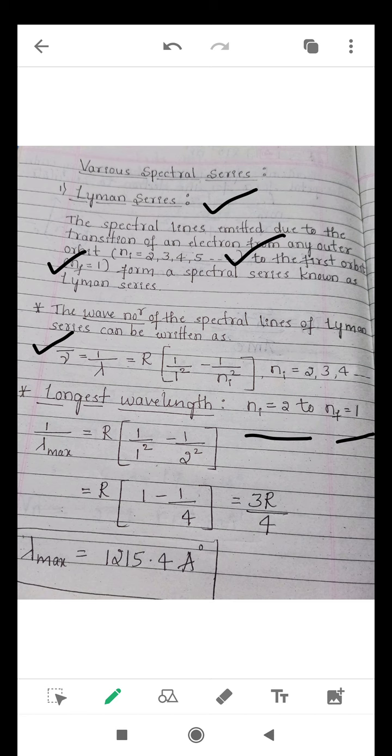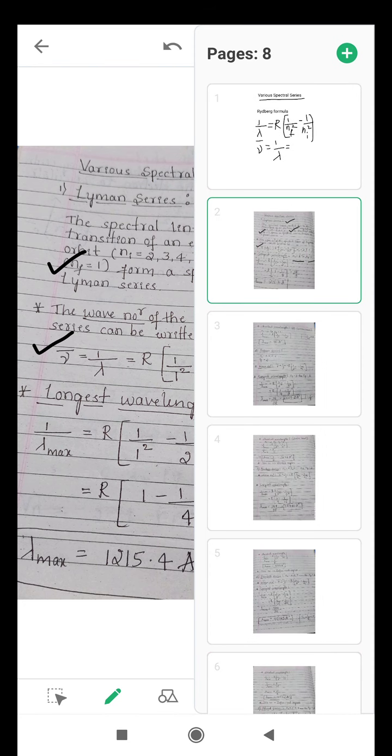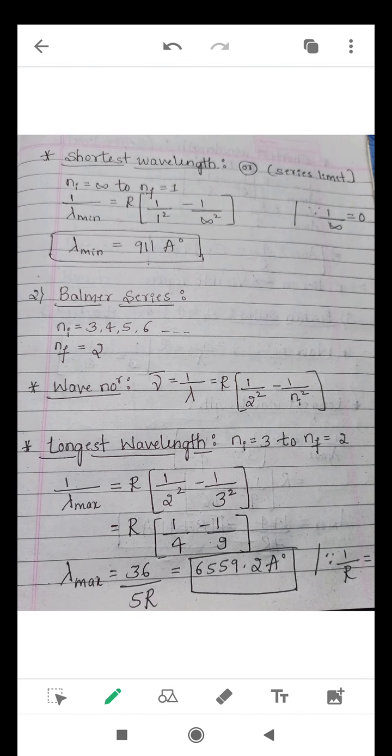Similarly, you can determine the shortest wavelength for the Lyman series. Another name we can use for the shortest wavelength is the series limit. The series limit of the spectral line of the Lyman series is emitted when the transition of the electron takes place from Ni is equal to infinity to Nf is equal to 1. Again using the Rydberg formula, substitute the values of Ni and Nf, and we will get lambda minimum, or the series limit, for the Lyman series.